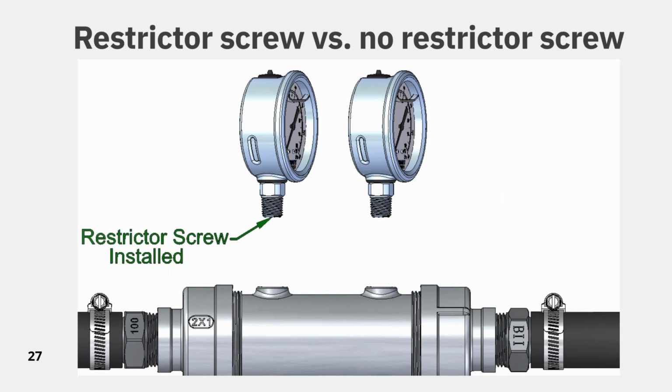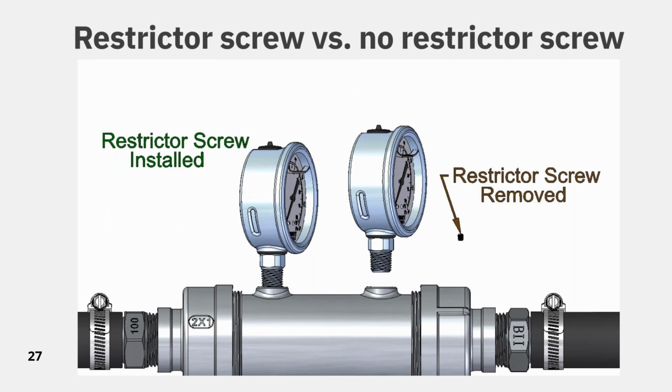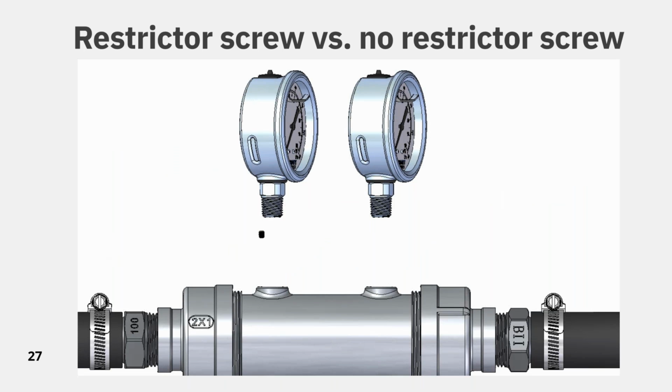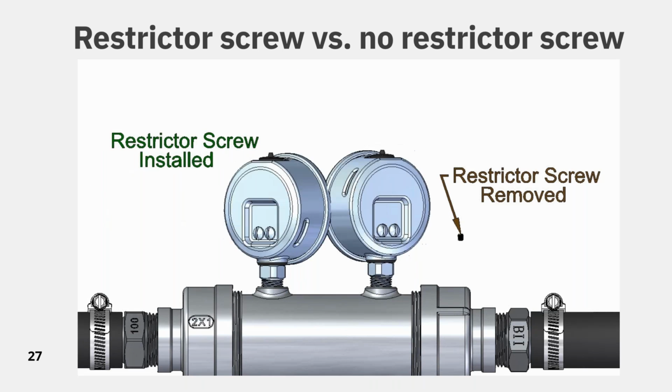The restrictor screw dampens the effects of pulsation, which in turn helps prevent internal damage to the Bourdon tube and extends the life of the gauge. Restrictor screws are installed in high pressure gauge ranges because at high system pressures, there is an increased risk of damage from pressure surges.